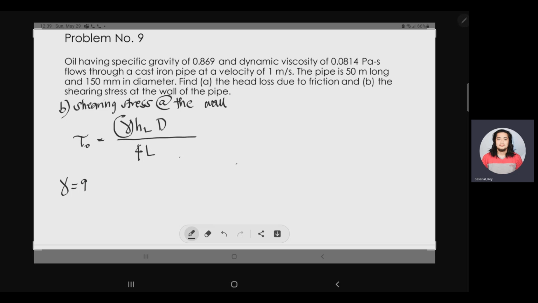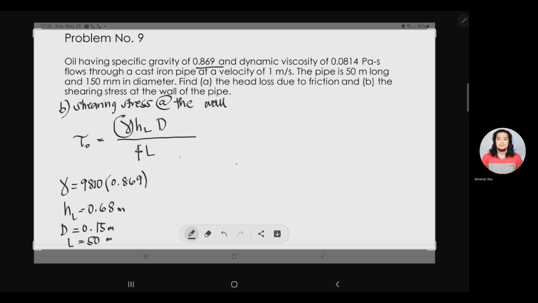So, 9,810 times dun sa specific gravity, 0.869. Okay. May head loss tayo na compute kanina na 0.68 meters. And then diameter na 0.15. And then length na 50 meters. Okay, so ano na natin, input na natin siya dito.